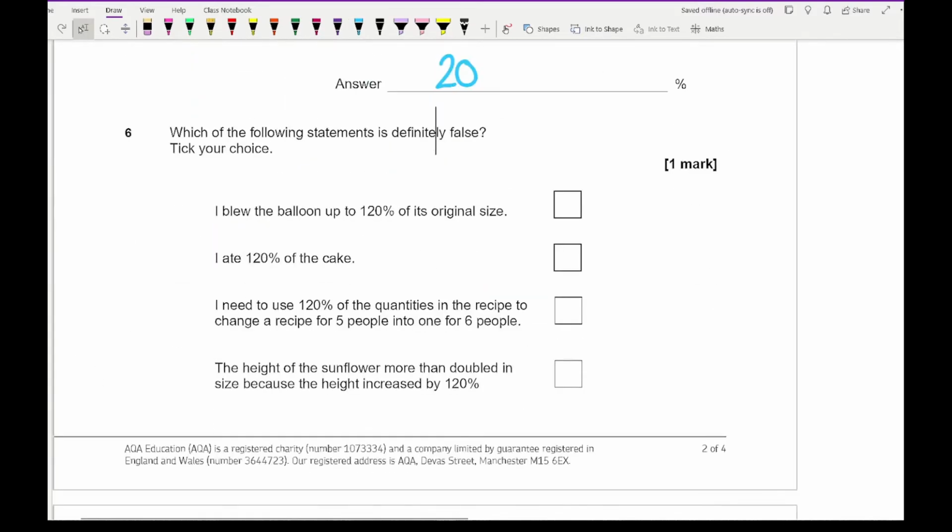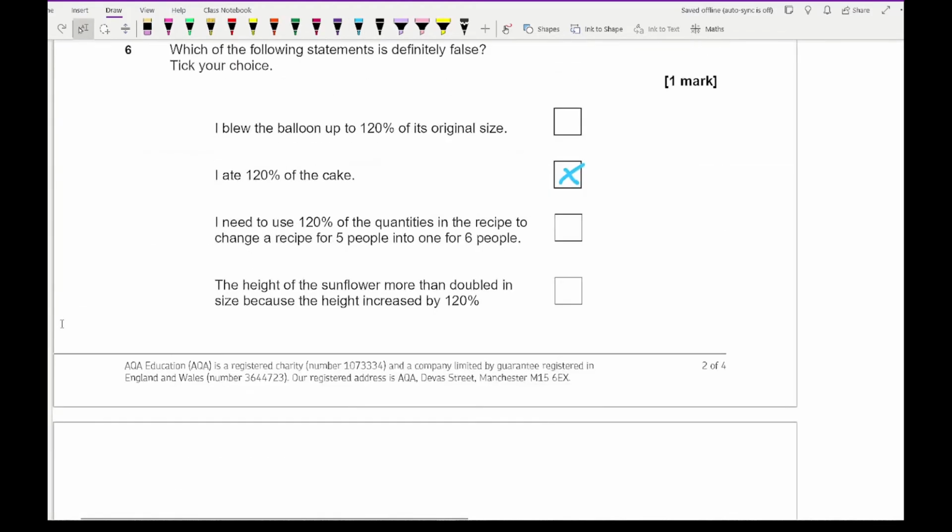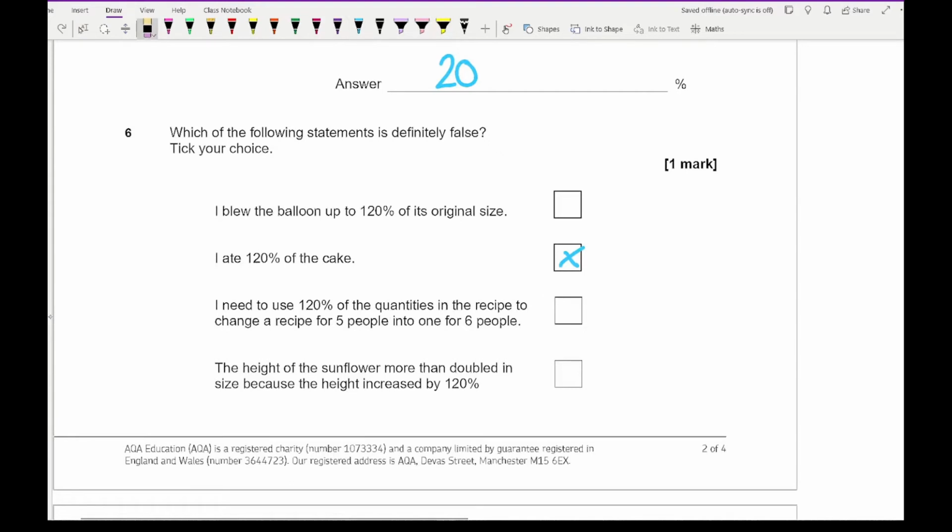For question 6, it says which of the following statements is definitely false? So I blew up the balloon up to 120% of its original size. Well, yeah, that's definitely believable. I ate 120% of the cake. Well, that's the one that's definitely wrong without me even reading the other two. This one is definitely going to be wrong because obviously you can only eat 100% of the cake because there's only 100% of the cake. Also it says tick. I don't think they would actually ever mark you wrong if you crossed it. I think it's just a case of identifying it. Let's just play it safe.